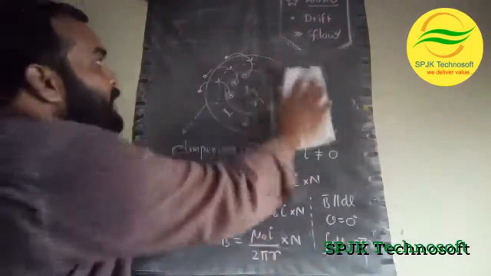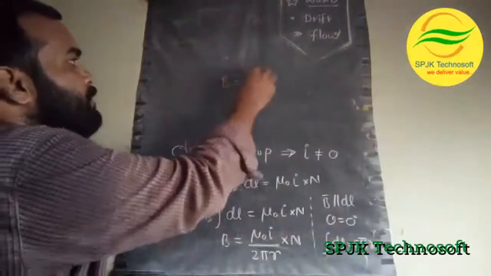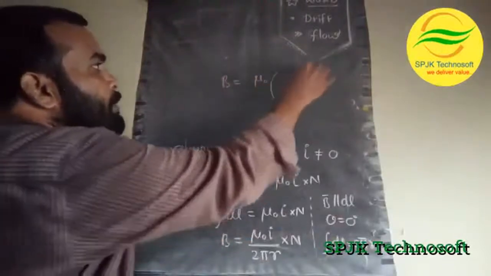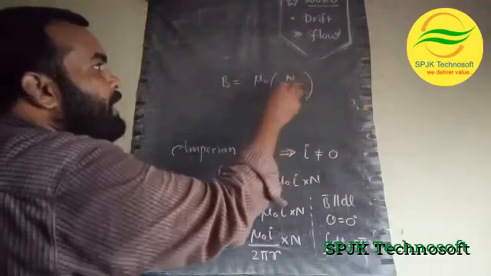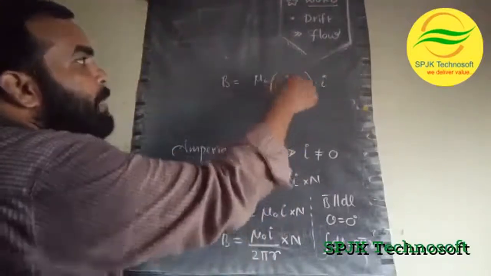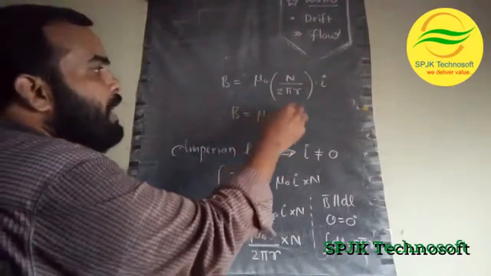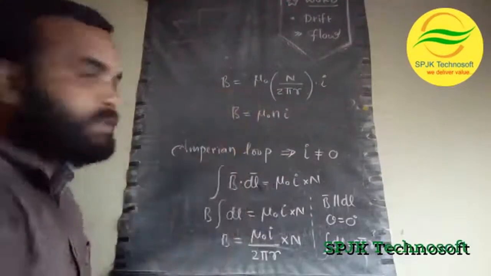Now finally we can conclude this. B is equal to mu naught into, within the brackets, capital N by 2 pi r, into I. Now what is capital N by 2 pi r? That we are representing with small n.